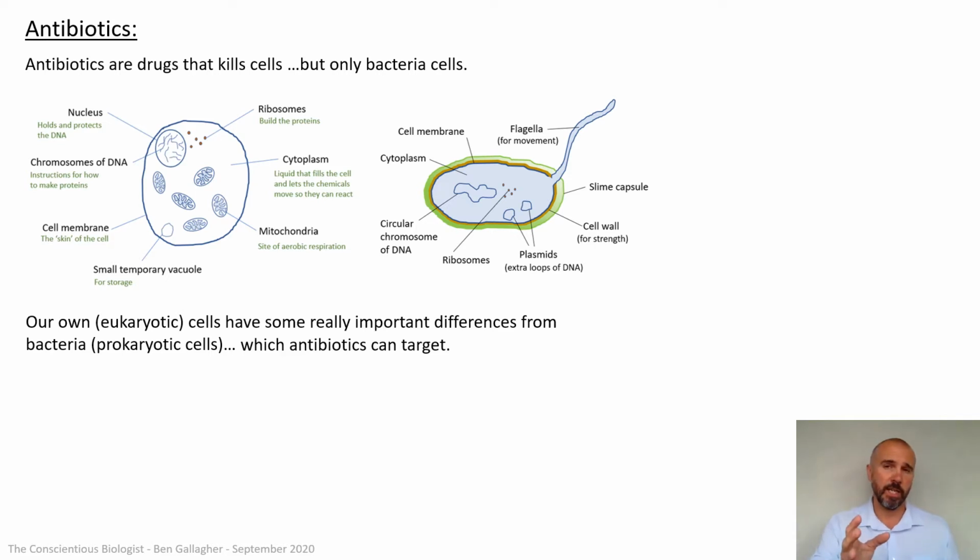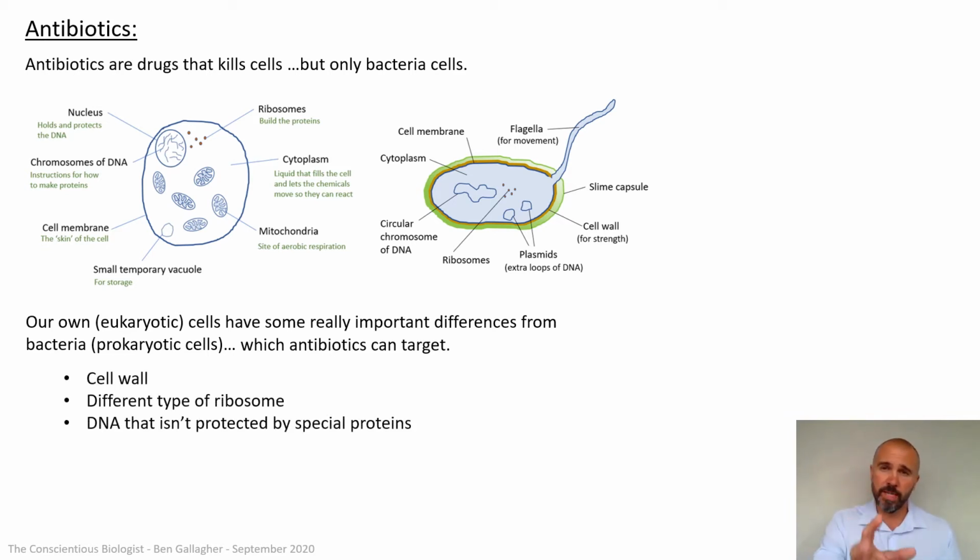Okay. The other thing you can target is bacterial DNA. Now, not only is it different in structure, if you're looking at these, the eukaryotic cell has those linear chromosomes, just single pieces. Prokaryotic DNA is in a closed loop. So that's one thing you can target about it. But as well as that, prokaryotic DNA doesn't have proteins in amongst the DNA that help to protect it. So DNA of a prokaryote is quite different to the DNA of a eukaryote. So you can target that as well. So these are the three main differences that you can target. Prokaryotes have a cell wall, they have a different type of ribosome, and they have DNA that isn't protected by these special kind of proteins.